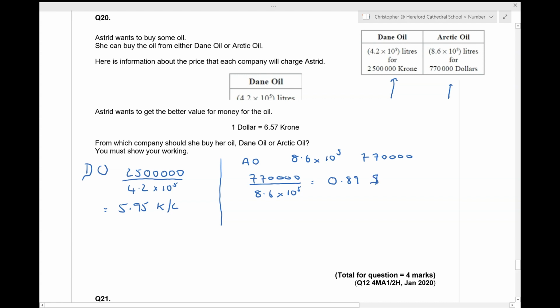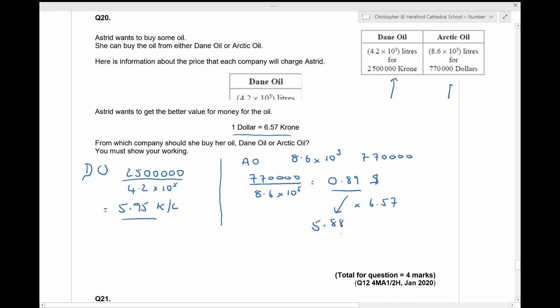So either you're paying 5.95 krona or you're paying $0.89. Well, let's convert this 0.89 into krona, shall we? $1 is 6.57 krona. I've got the whole number on my calculator, and I'm going to multiply it by 6.57 to work out how many krona that is equivalent to. And it's equivalent to 5.88 krona.